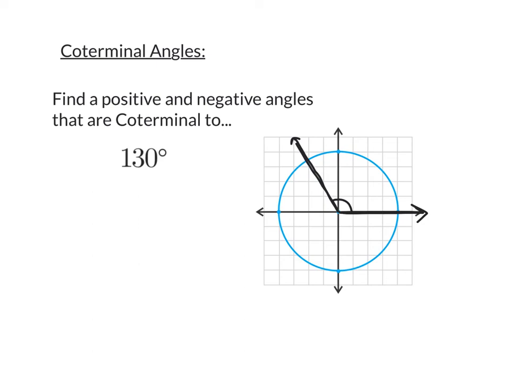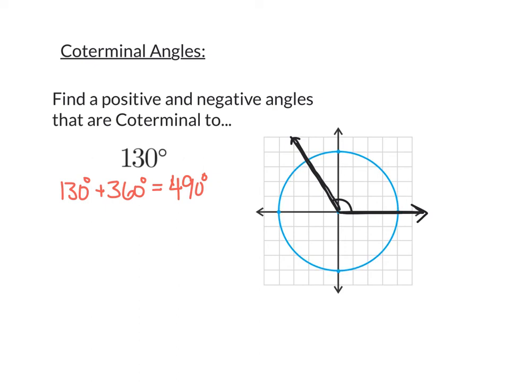Now, one angle that would be coterminal to 130 degrees would happen if I were to take this terminal side and swing it around the circle one more time. That would put its terminal side again in that same spot. However, the angle measure isn't the same. What we did is we started with the 130 degrees and swung it around the circle one more time, so we added another trip around the circle, another 360 degrees, making the total angle measure 490 degrees. So 490 would be an angle that is coterminal to 130.